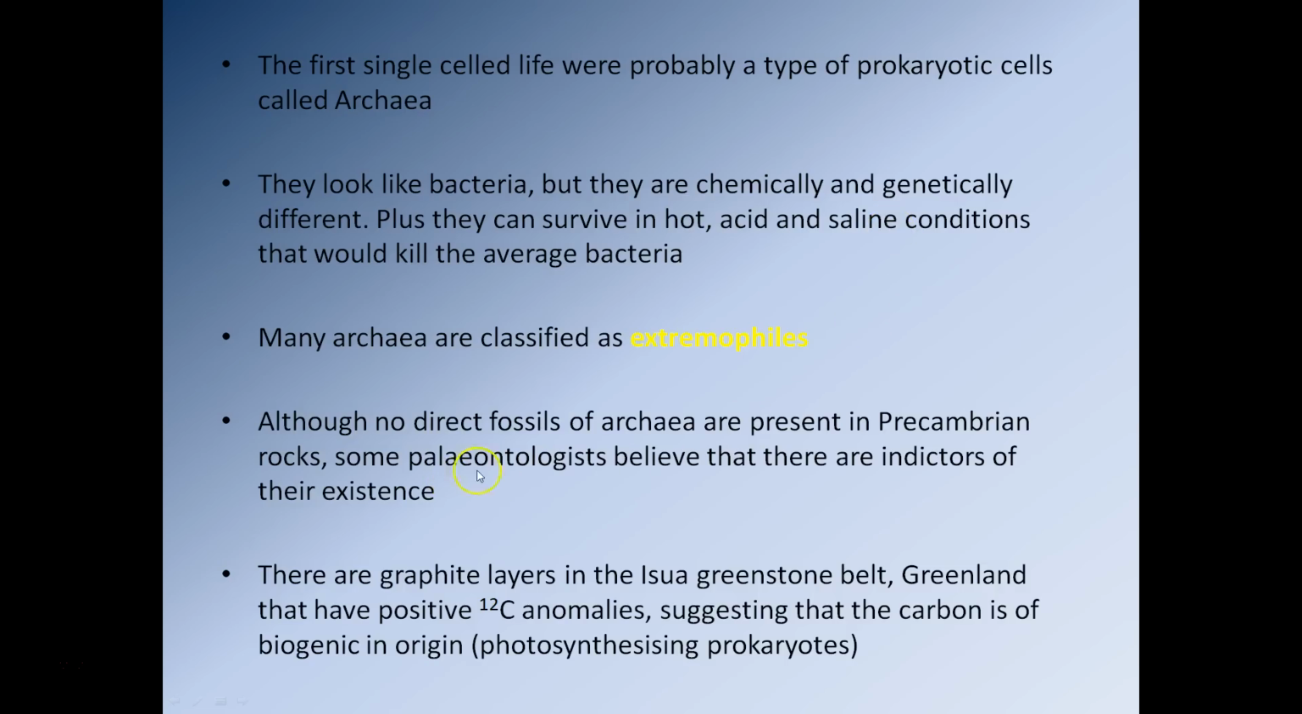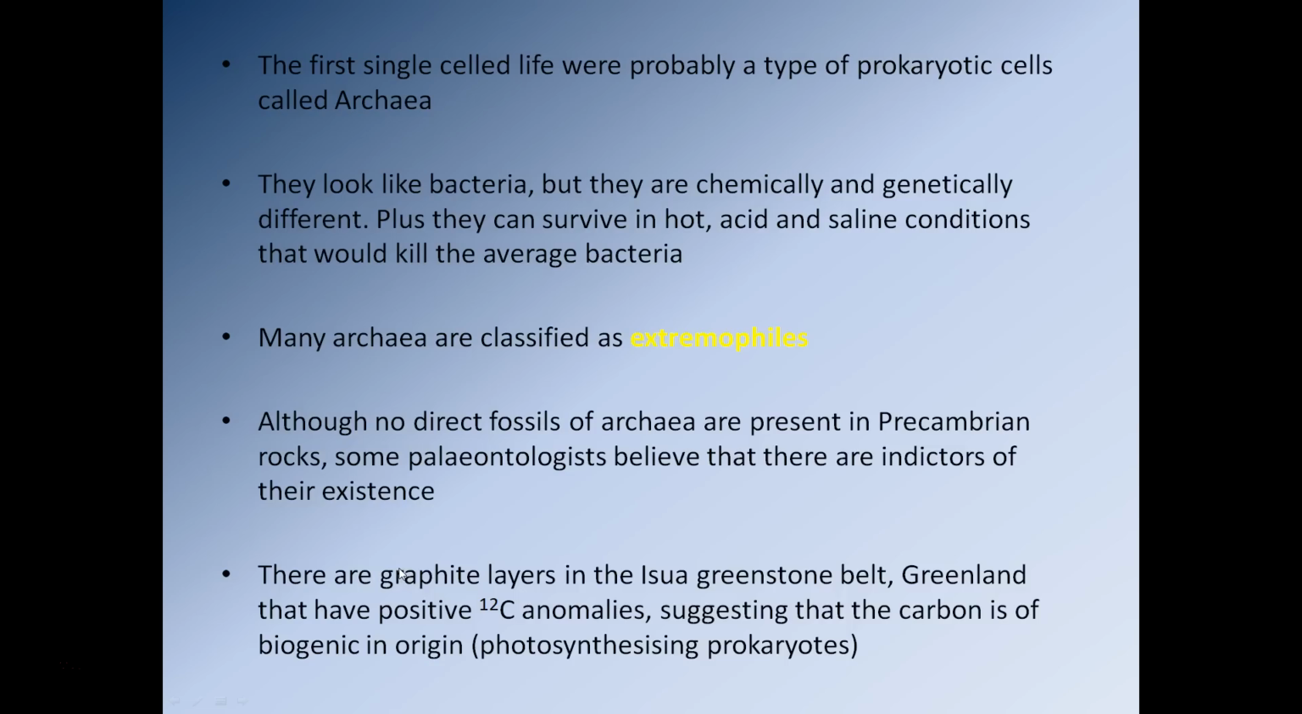So although no direct fossils of Archaea are present in Precambrian rocks, some paleontologists believe that there are indicators of their existence. And so we've already touched on this already. So there's a layer of graphite within the Isua Greenstone belt. So remember, the Isua Greenstone belt dates to 3.8 billion years ago. And this layer of graphite has a carbon-12 anomaly, and it's positive. So if you were to look at our bodies, or the body of a tree outside your house, it would naturally have a positive carbon-12 anomaly.